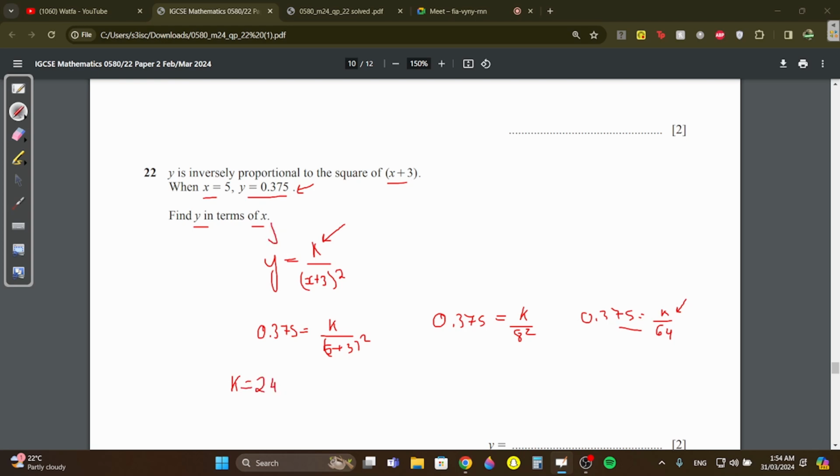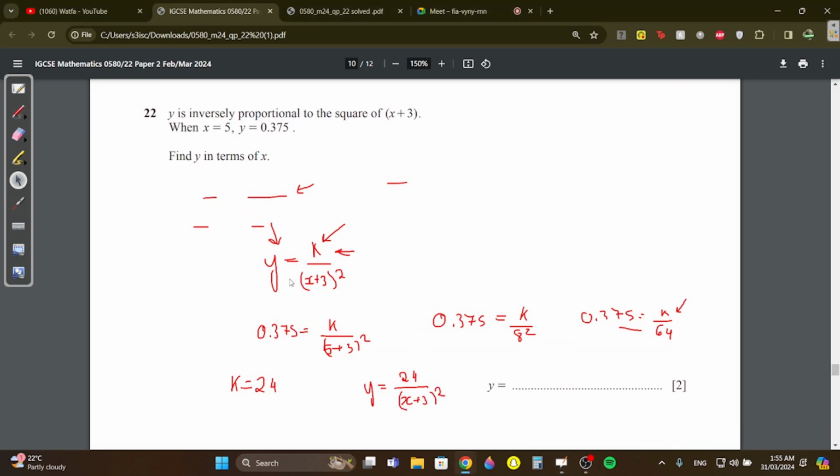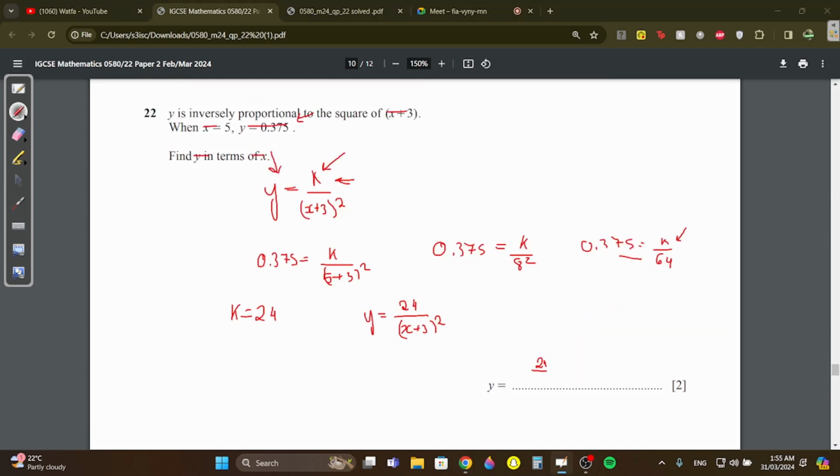So can I find y in terms of x? Yes, I can. Y is going to be equal to k, which we know is now 24, over x plus 3 squared. That's your answer. Y equals, let me write it, 24 over x plus 3 squared.